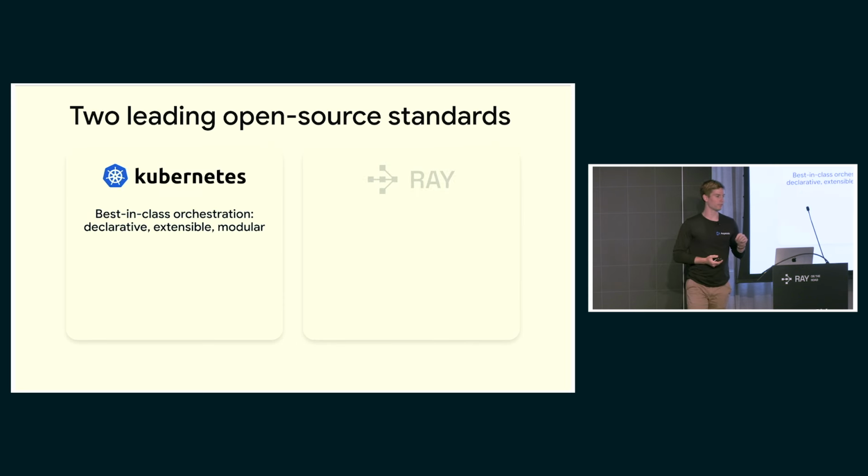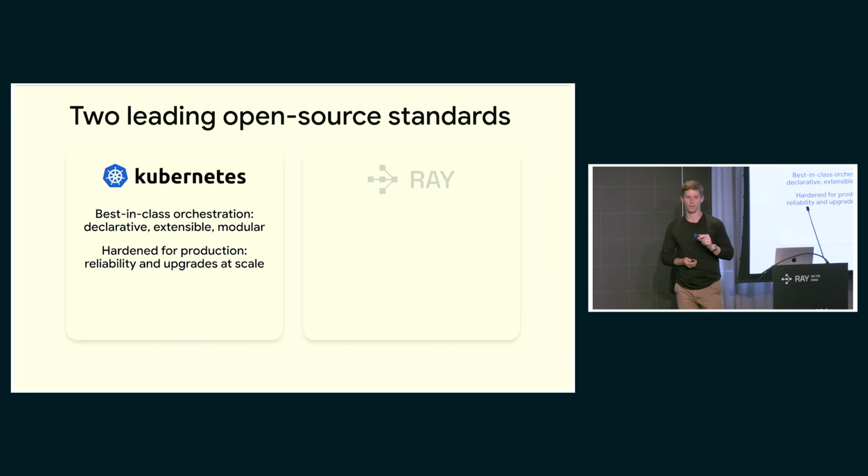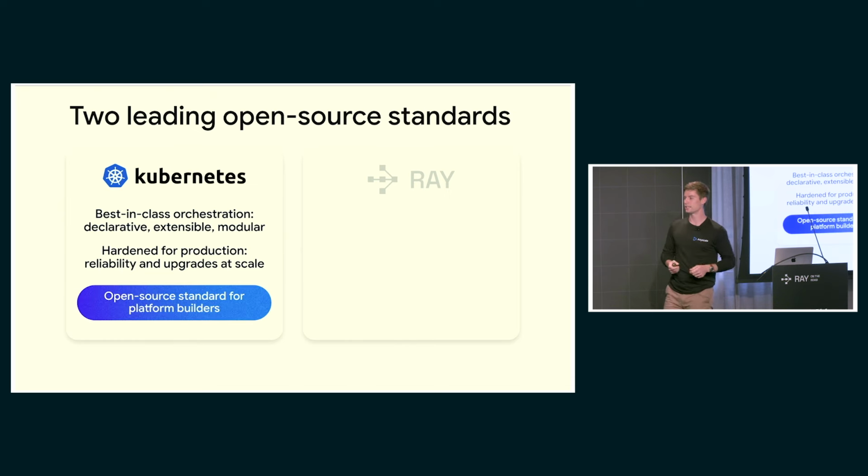So Kubernetes is really built for container orchestration. And beyond that, it's built for production. So it's focused around this idea of declarative infrastructure. It's very extensive and modular. You can plug in different controllers and basically orchestrate all of your applications. And it's very focused on production use cases, right? So reliability and safe upgrade paths, rollouts, rollbacks, all the stuff that platform engineers care about. And what this means is that it's become the open source standard for platform builders, not just for AI applications, but also for web services and other types of applications.